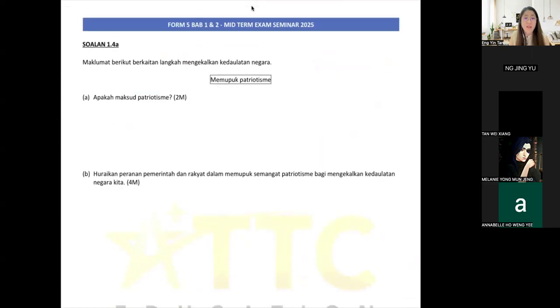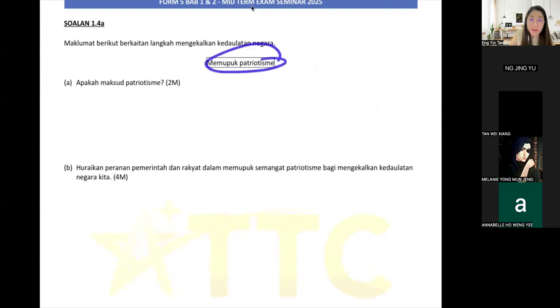1.4. Come on, let's try this. Oh, yeah. Guys, just now I forgot to mention the patriotism meaning. Actually, it's in my notes. I put it inside the seminar notes there, but I didn't go through it. So right now, we use this opportunity to do revision.